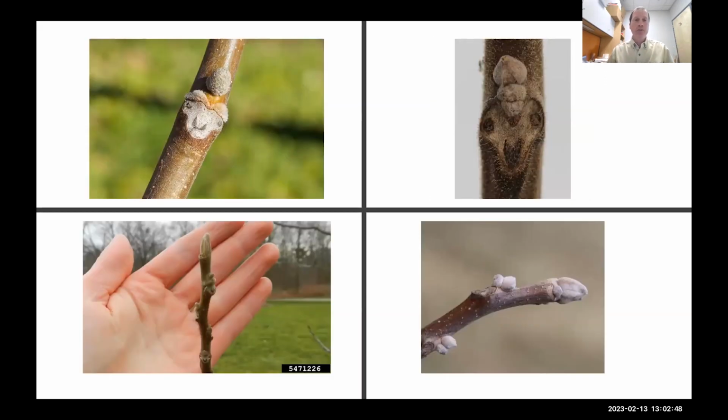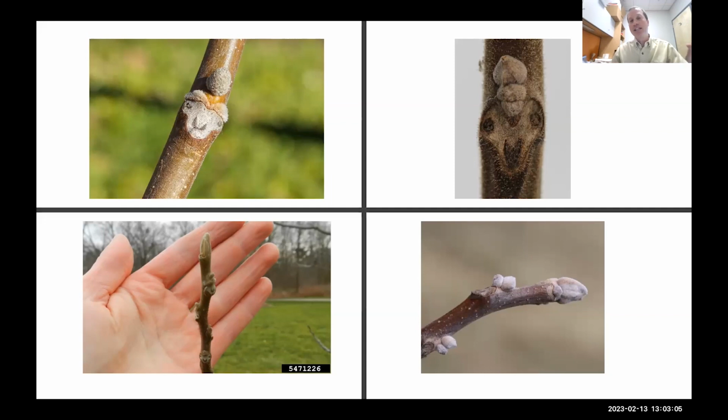Other things, like here we have walnut, and I'm wrapping up, but top left, for example, that's white walnut or butternut. Top right is black walnut, and they're different. Both of them have a monkey's face leaf scar. You can see the monkey face, the eyes and the mouth and everything.